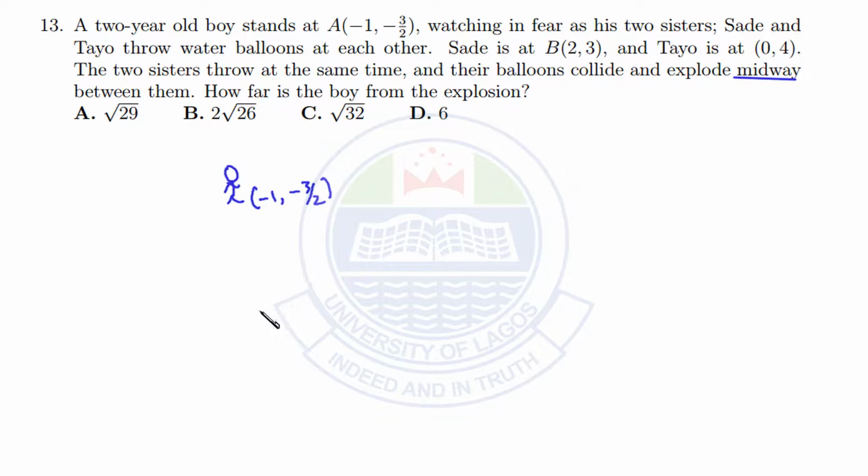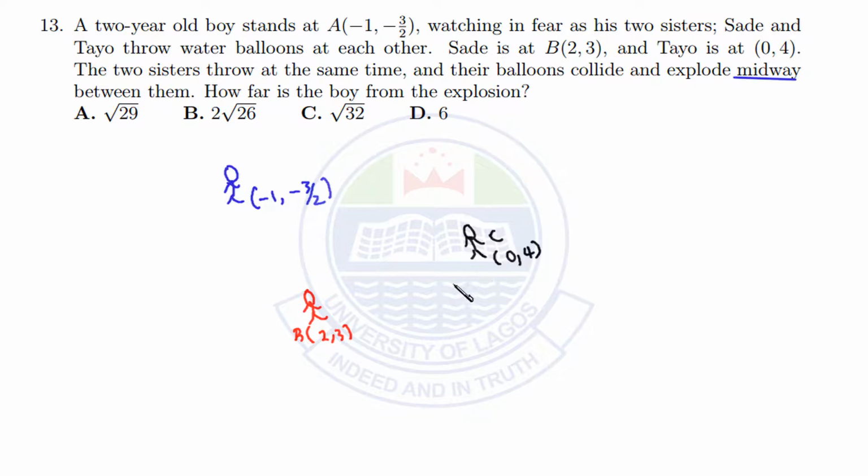So he's observing two sisters. Let's say this is the first sister here, Shade, at point B of (2, 3), and also Tayo at this point. Let's say this is where Tayo is, at (0, 4). Let's call this point C.